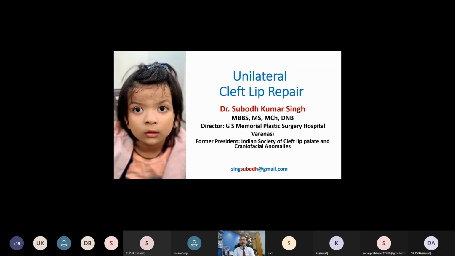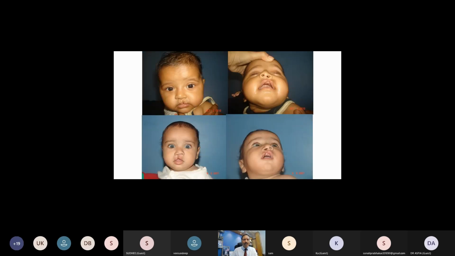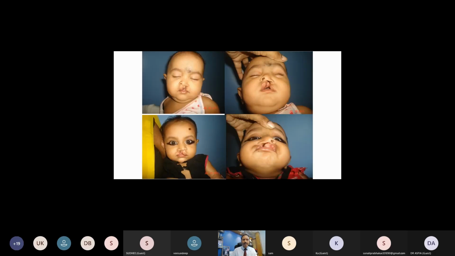So now coming to the unilateral cleft lip repair, and here I will tell you some very important basic concepts that you should all understand. Again, coming to the severity of the defect that you should mark, you should not only look at the cleft of the lip, but you should also look at the deformities in the nose. As the severity increases, the deformity in the nose also increases. You can see in all these cases, as the severity of the cleft increases, deformities of the nose also increase.